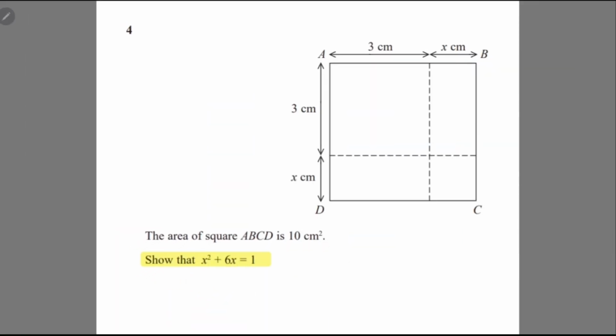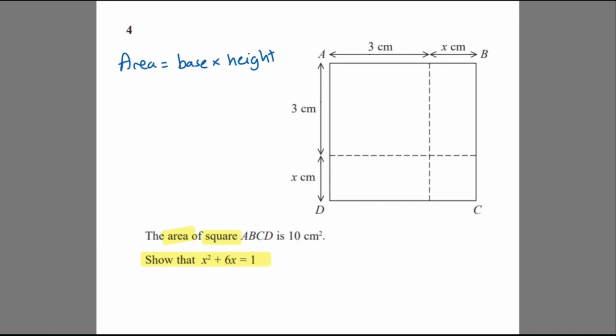Show that x squared plus 6x equals 1. First point here is that we're talking about area and we're talking about a square. So how do we find the area of a square? Right, so the area of a square is the base times the height. But because the base and the height are the same, you can say it's base squared or height squared, right?